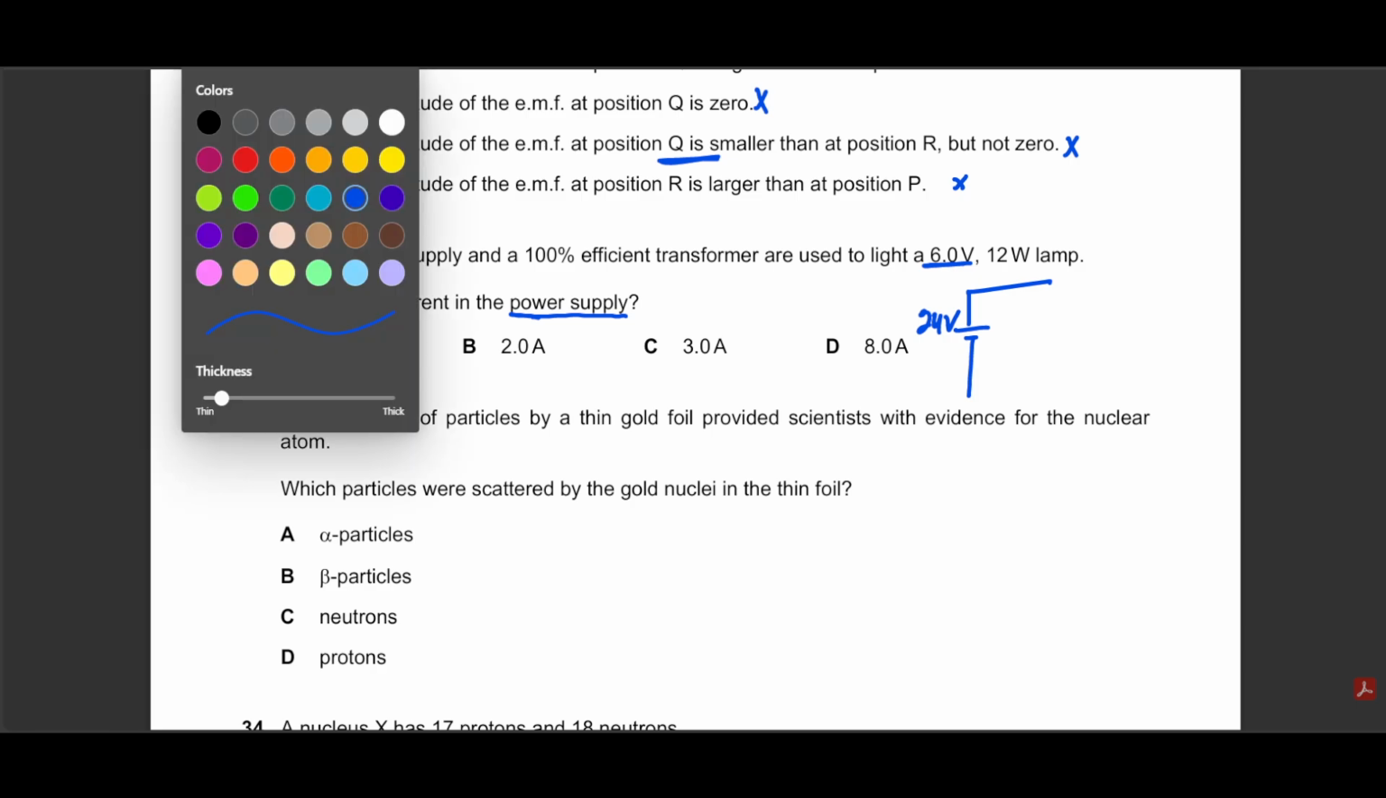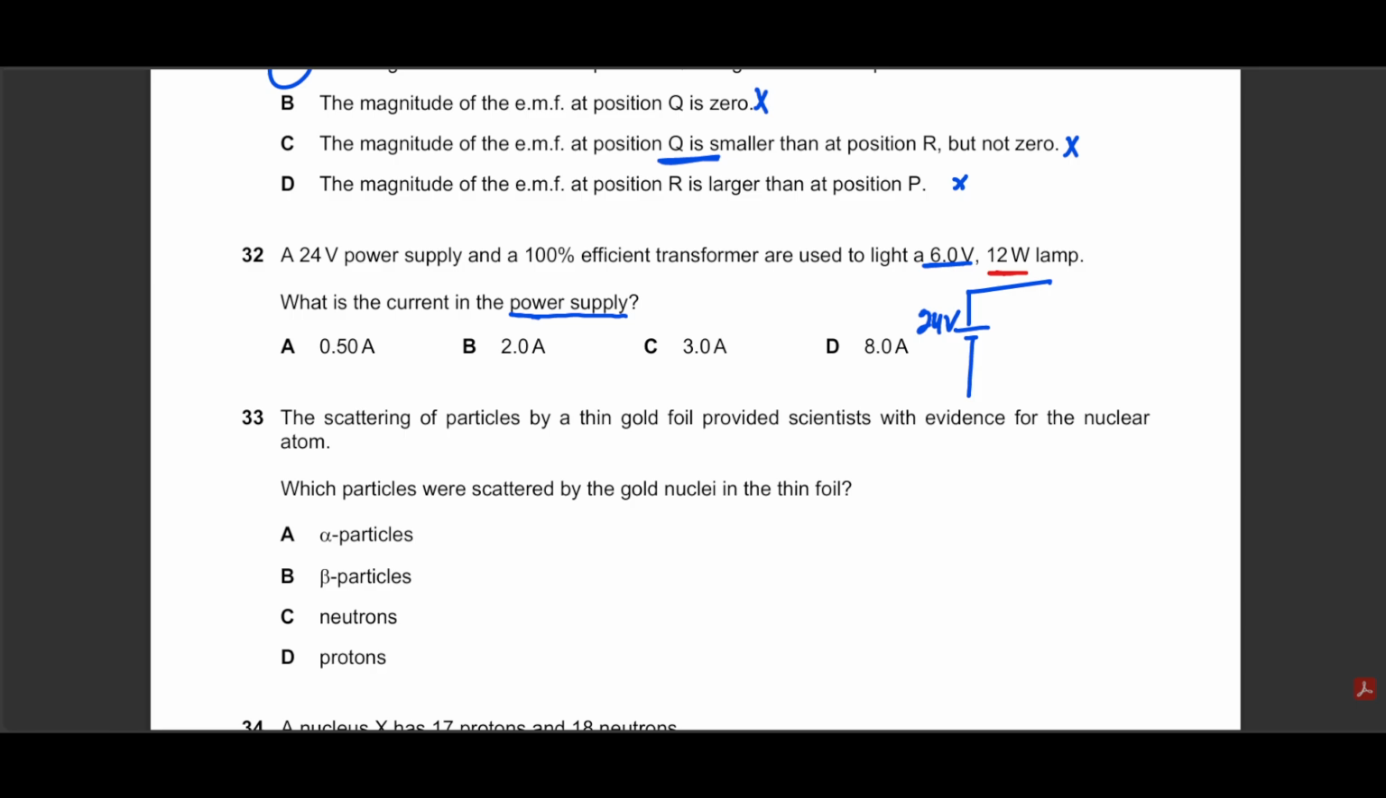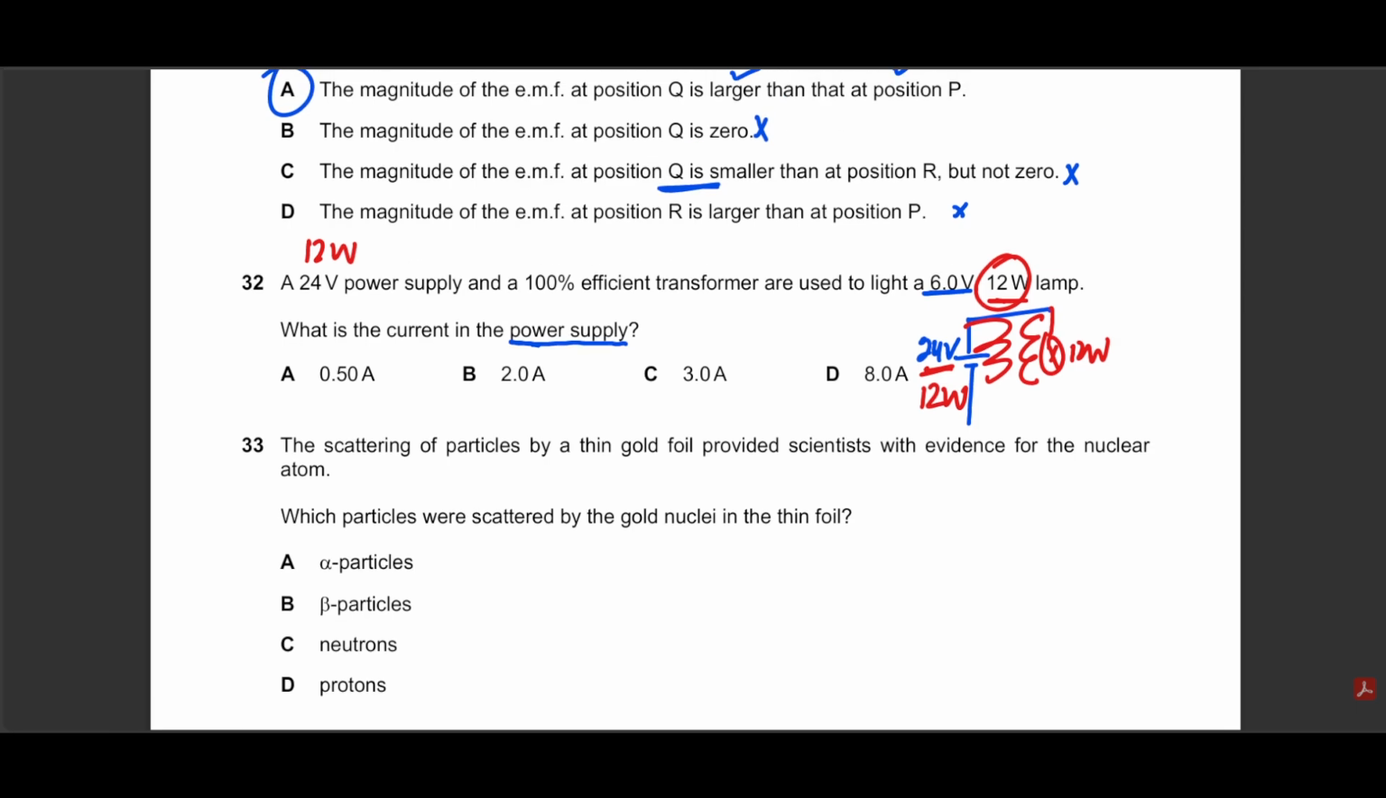And since it is a highly efficient transformer with 12 watts of power being used, the output power of 12 watts of the transformer would also be consumed from the primary source as well. So we understand that whatever lamp is on the output, the same amount of power will be consumed on the input because it's 100% efficient. So power equals IV, 12 watts being consumed, current unknown at 24 volts for the primary side, and the current comes out as 0.5 amperes. This is what we have to do. This is option A.